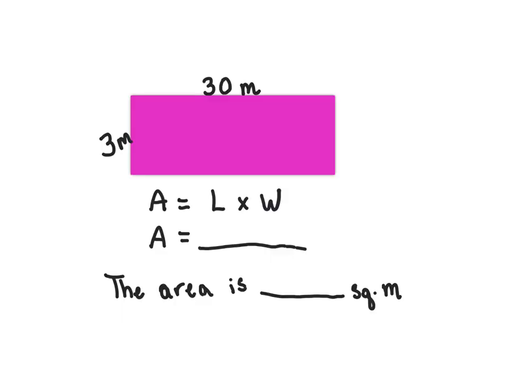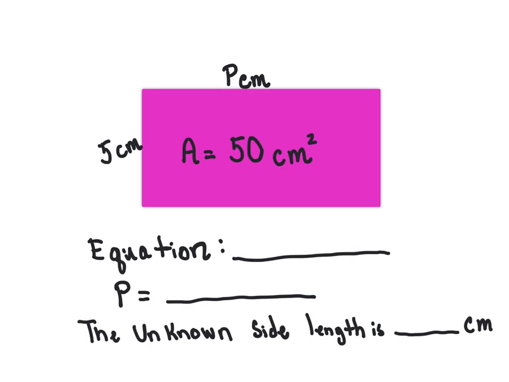You got this. The next two problems, give it your best shot. So here's a rectangle. Find the area of our two factors, 30 meters and 3 meters. Solve the equation. All right, we got a missing side alert. Got to create an equation and solve for the missing side. We know the area is 50 centimeters squared. Find and solve for P.